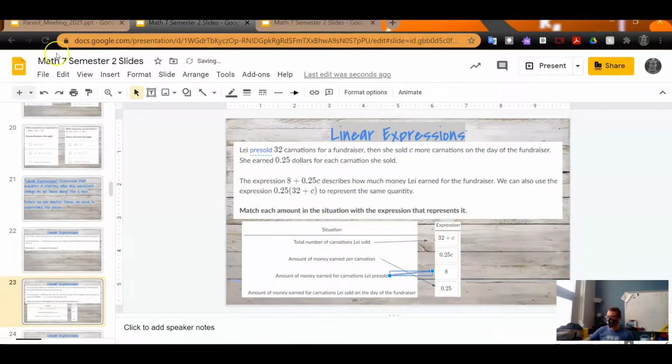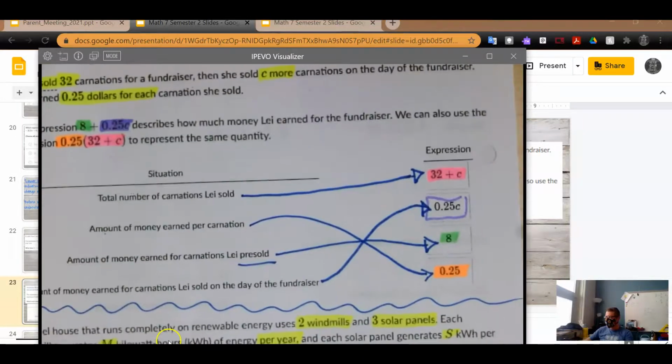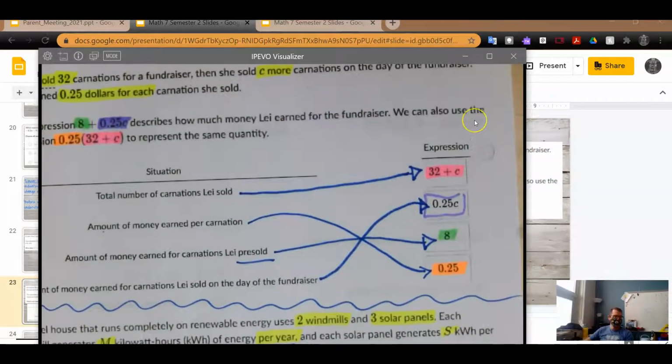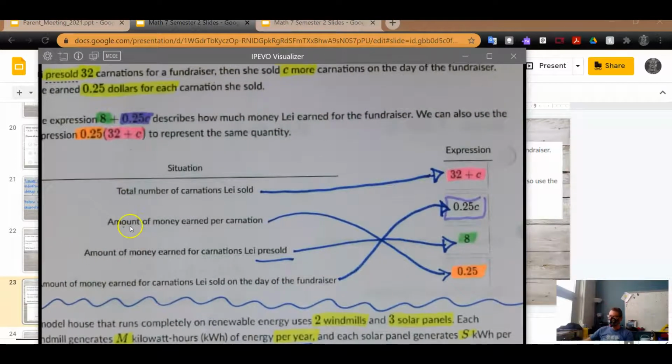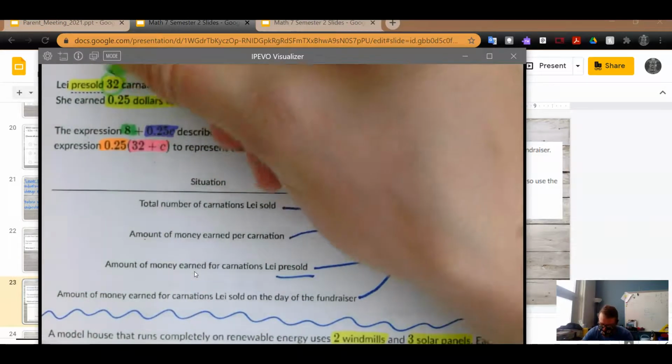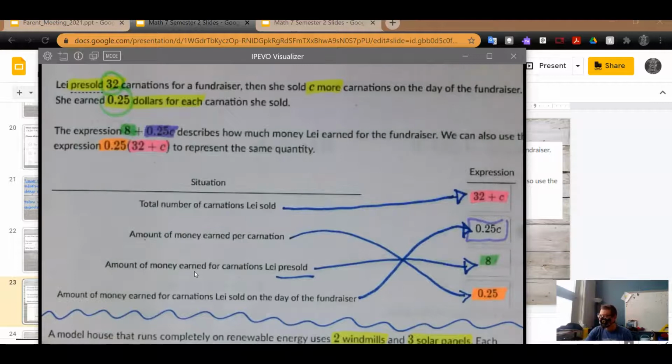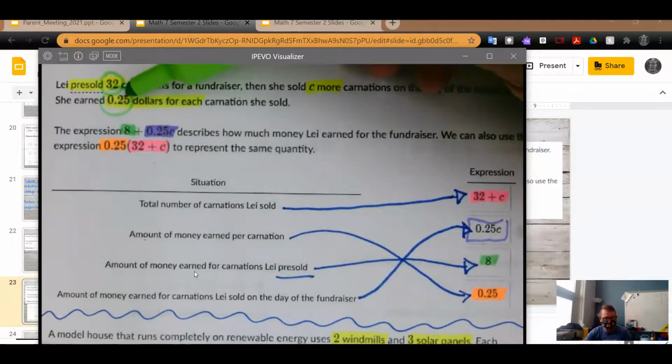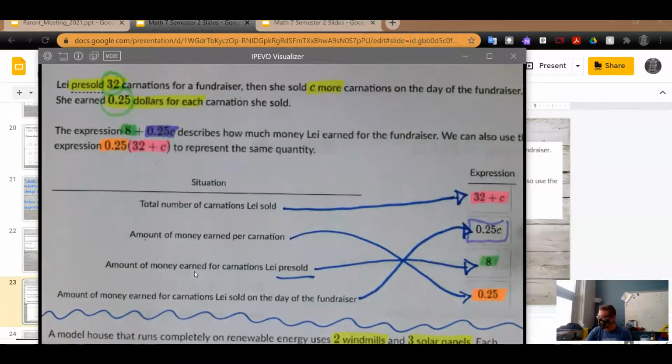And then we only have one option left, so I got to go back on this to make sure that it's not there when we see. Sorry, I just didn't want to show it to the next class coming. That's why I hit the back arrows. So, amount of money earned per carnation was a quarter, right, 0.25. The amount of money she earned from the pre-sales, that 8, uses the 32 up here and the 25 cents. So if we do 32 times 25 cents, that gives us the $8.